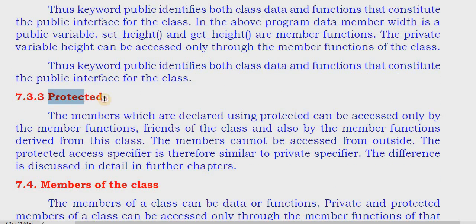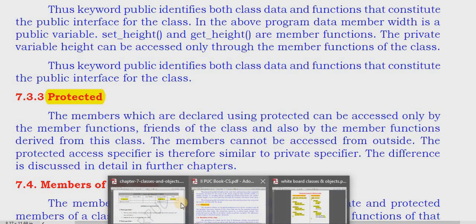Then protected. Protected is also an access specifier. So if we declare a variable in the protected section, then the data members or variables will become private for other classes and public for child classes. Okay, we will see here. I will explain the difference here.